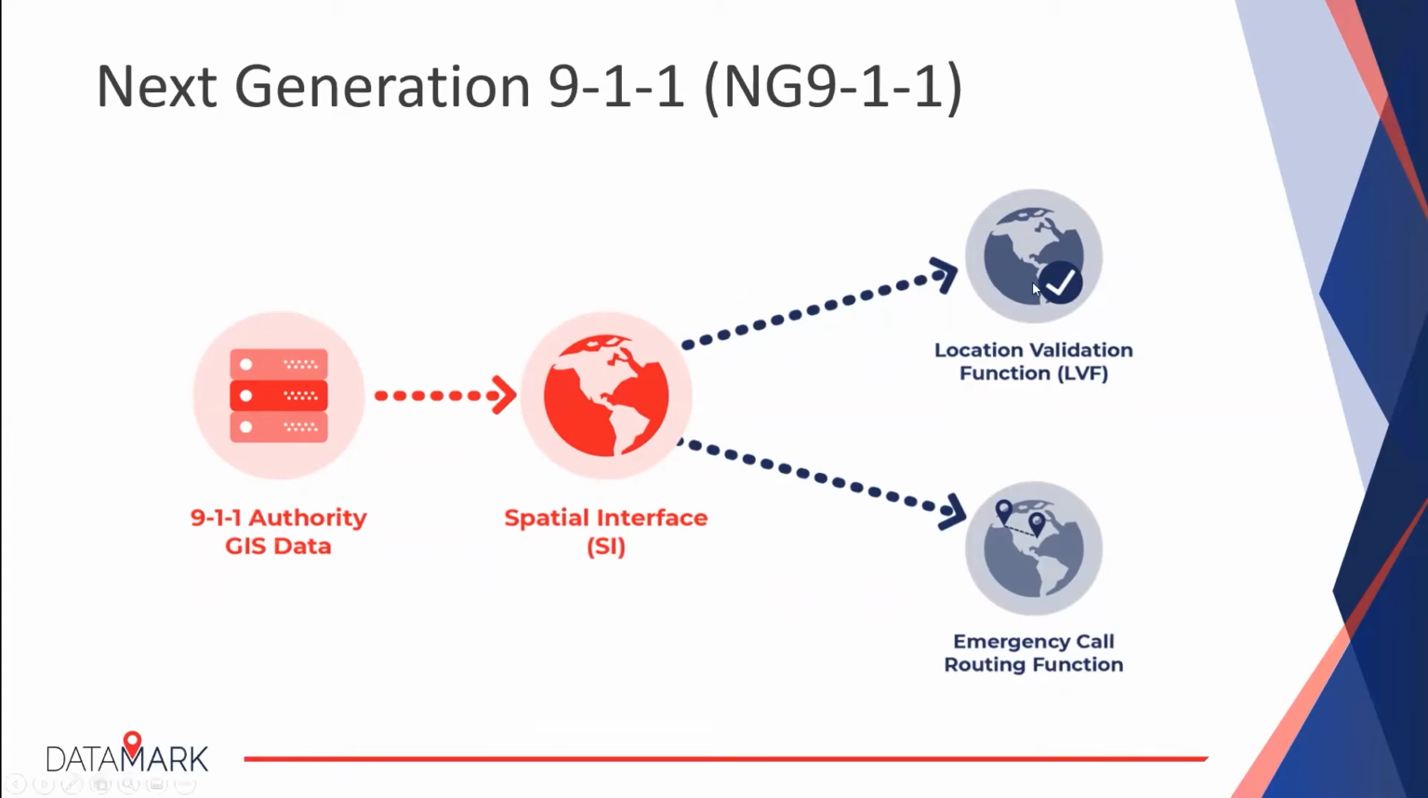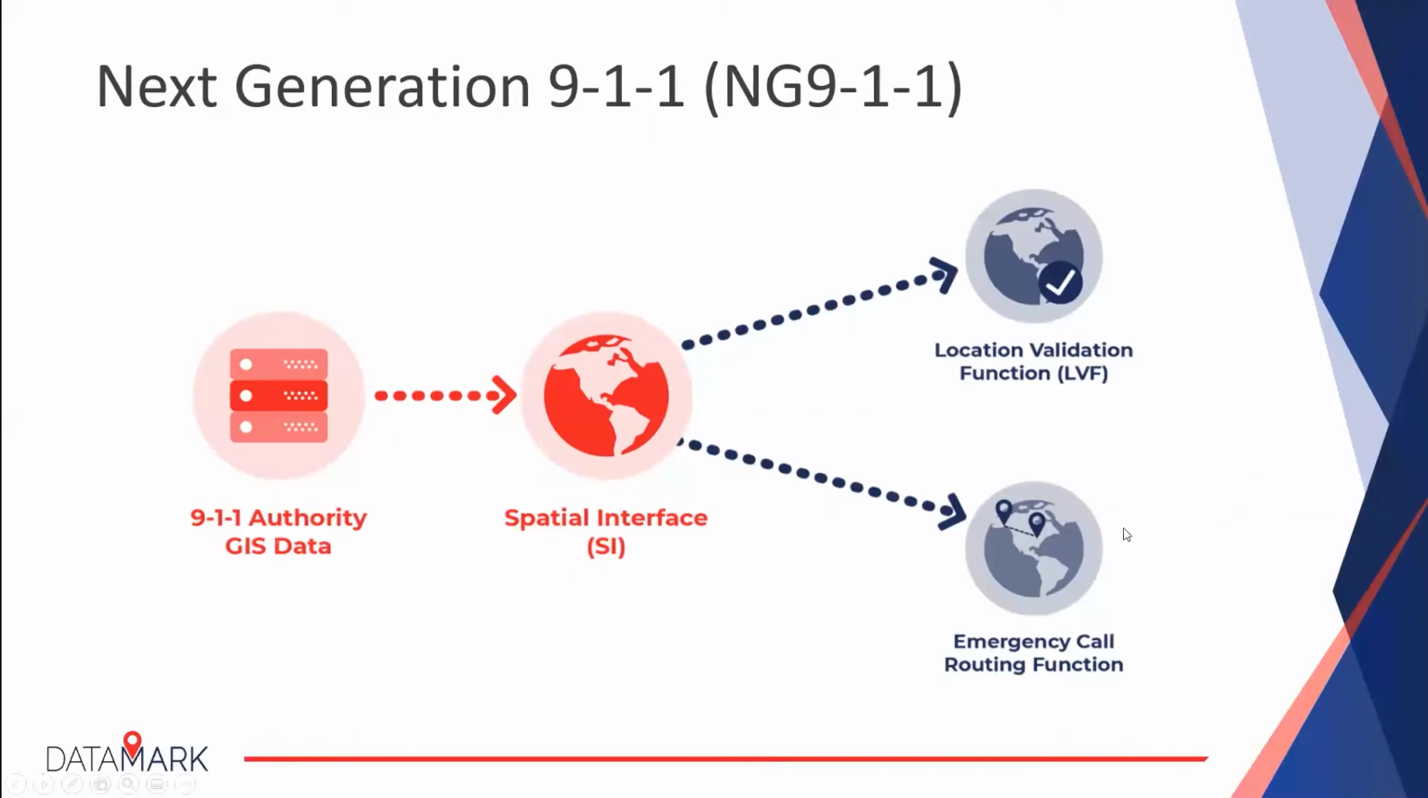Again, it's going to search first for a site structure address point. If it doesn't find that, it will geocode against your road centerlines. It will make sure that should this become an active 911 call, it would function the way it's supposed to.